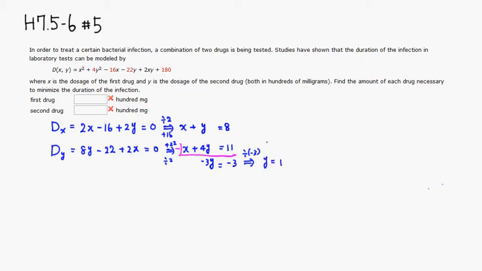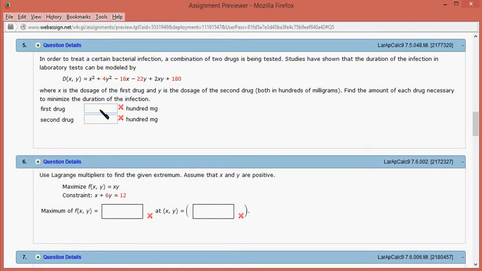Right? So we can plug y equals 1 back into this equation. We get x plus 1 is equal to 8, which means that by subtracting 1, x equals 7. Right? So this is a critical point. So x represents the first drug, and y represents the second drug. So 7, 1. Right? Let's try that. 7 comma 1.